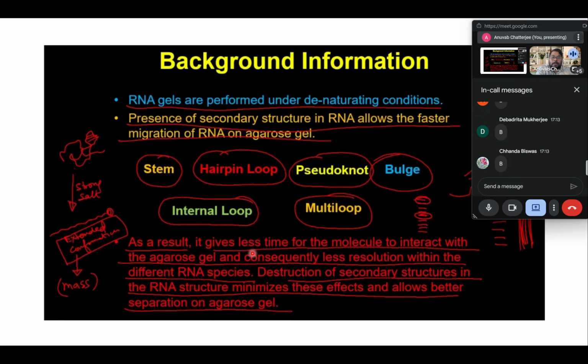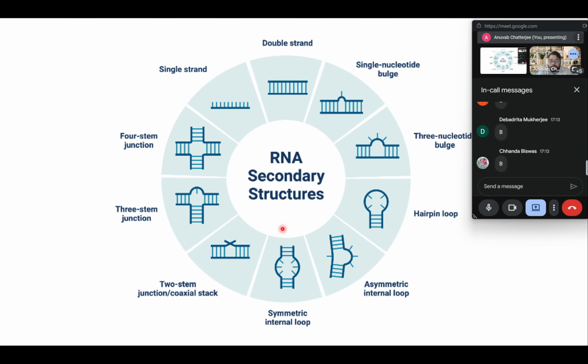So in that case also denaturation is preferred, but we don't actually do that. We do different things to figure this stuff out. But in case of RNA or protein gels, you definitely have to denature them.